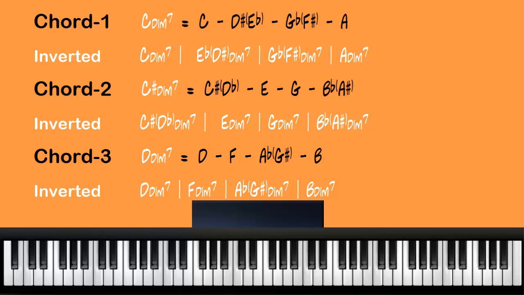The first thing is there are 3 diminished chords, and for the sake of simplicity, I'm going to call them out based on the C major scale. So C would be one diminished chord, C sharp or D flat would be the other diminished chord, and D would be the third diminished chord.